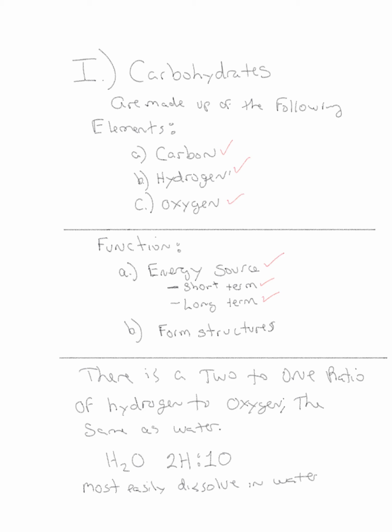Also, carbohydrates can form structures. So in plants, for instance, carbohydrates will form the cell wall. They form cellulose. If you look at the chemical makeup of carbohydrates, they have two hydrogens for every one oxygen, and that's the same ratio as you see in water. So two to one for hydrogen and oxygen, and that's one reason why it's called carbohydrate: hydrate refers to water, so it's carbon and water, the same ratio of hydrogen and oxygen as water.